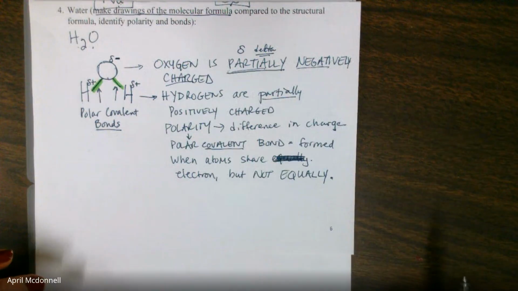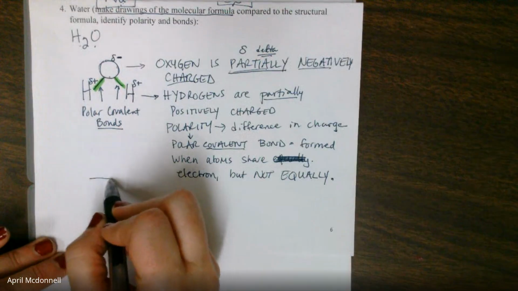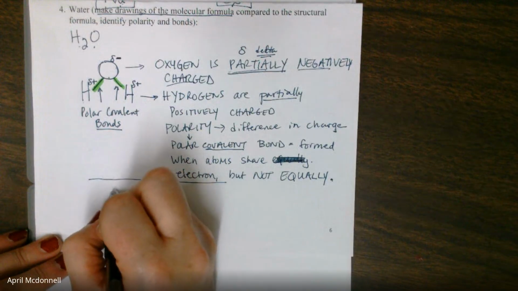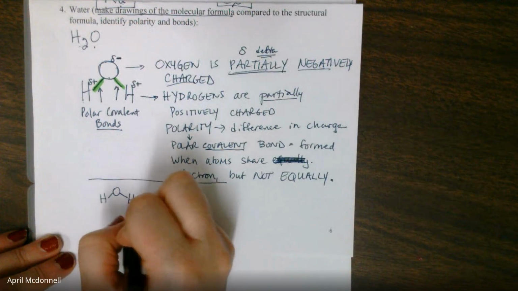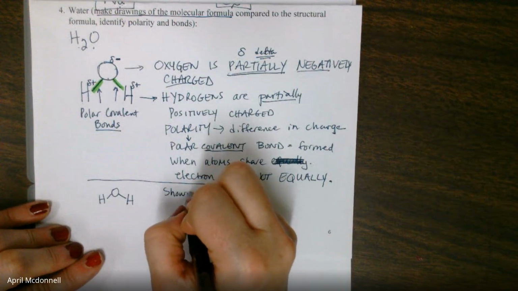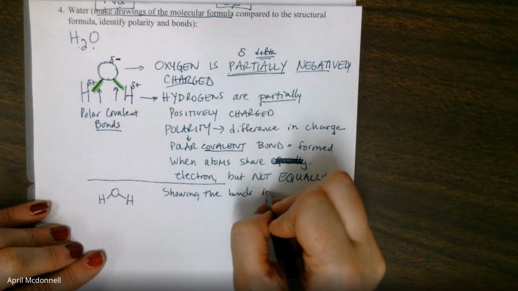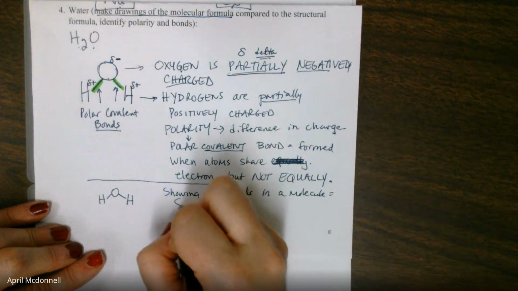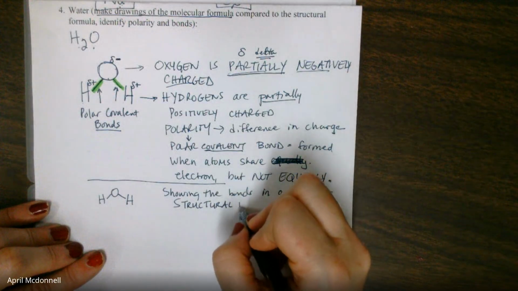Let's go ahead and draw near the bottom of our sheet two molecules of water. So let's start off with one molecule of water. I'm going to draw the water molecule out. And anytime you are showing the bonds in a molecule, that is going to be called the structural formula of that molecule.